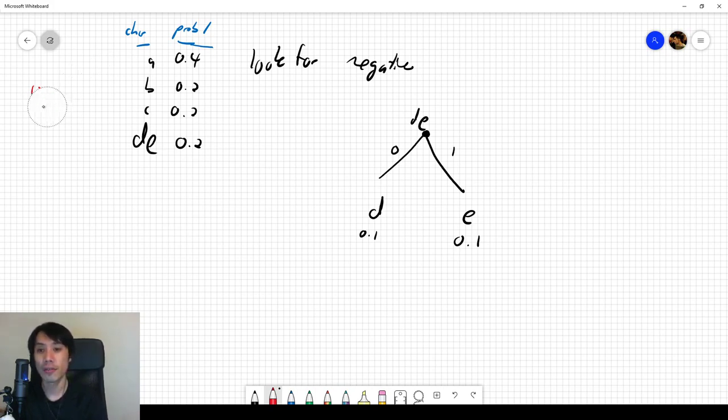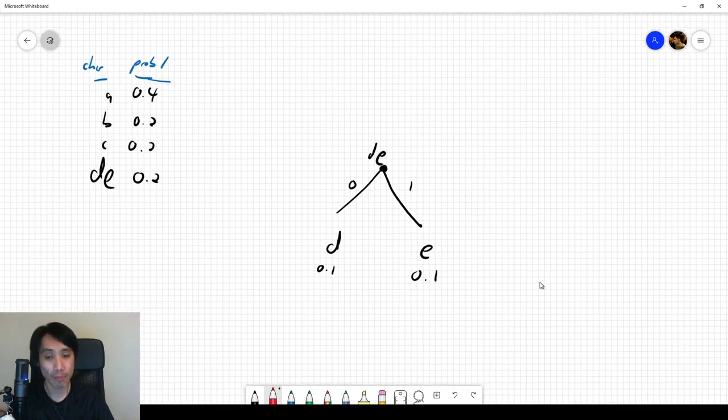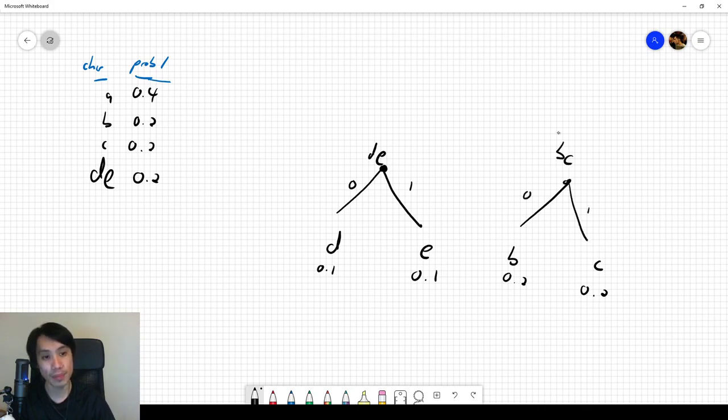So for 0.2, I actually have two options. The first one will be B and C. The second one will be C and DE. Let's see what happens if I go with B and C. B will be 0.2, C will be 0.2. If I combine both, it will be BC, which is 0.4.